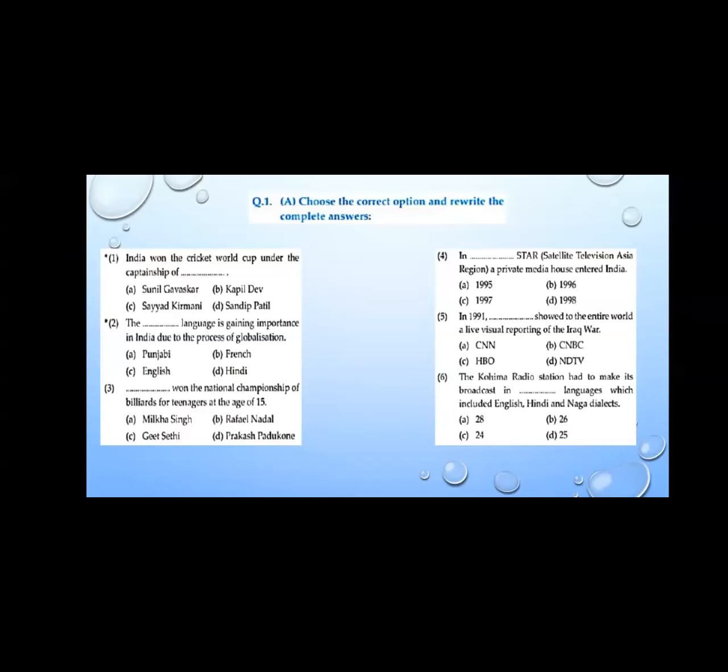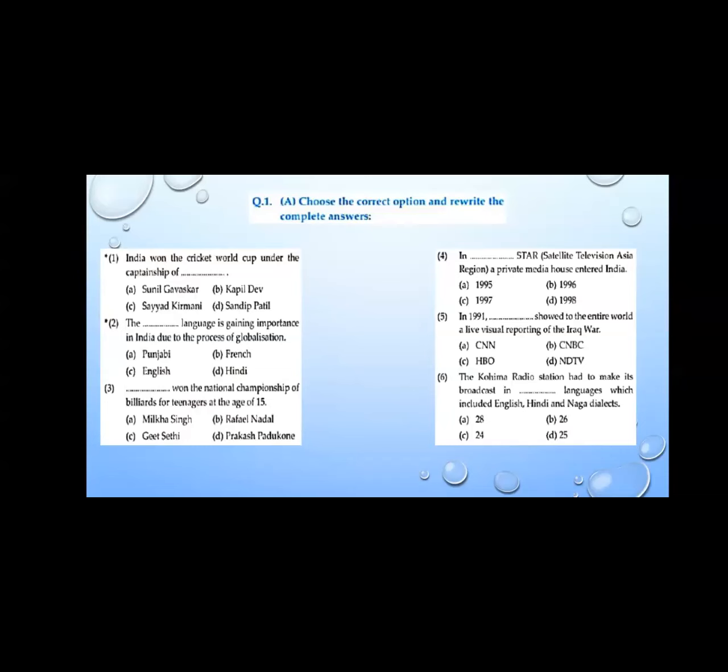The next one is, the dash language is gaining importance in India due to the process of globalization. The options are A, Punjabi; B, French; C, English; or D, Hindi. So the correct answer here is C, English. You write the full statement: the English language is gaining importance in India due to the process of globalization, and you underline the answer, that is English.